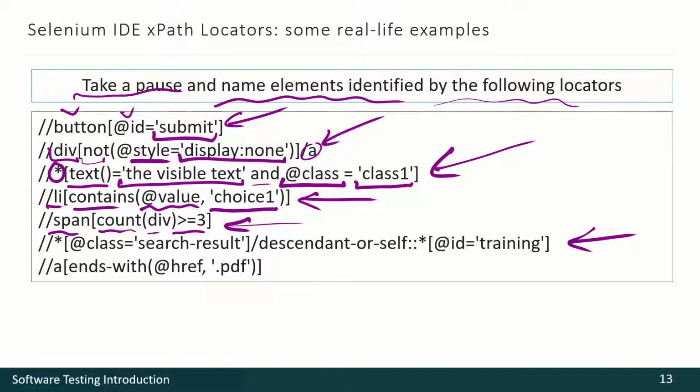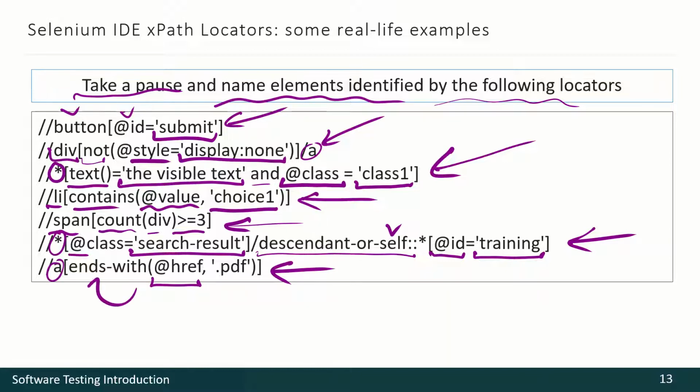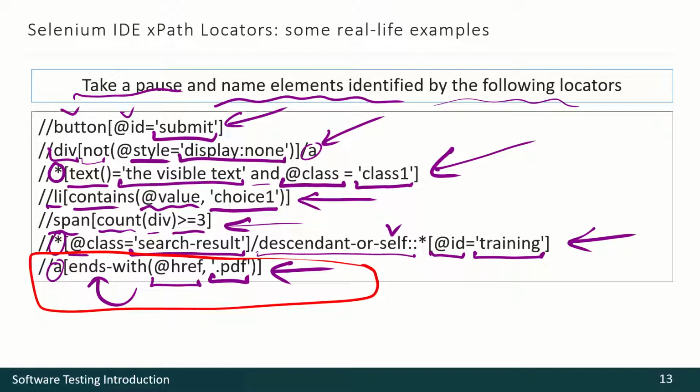This one looks for any element with a class with this value, and any descendant or the element itself has to have the following ID value. And this looks for any link that has an href attribute ending with the .pdf value. Be aware that this syntax may not yet work in Selenium IDE, but it works in other Selenium products like WebDriver and so on.